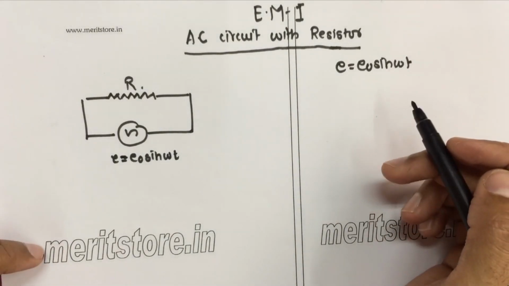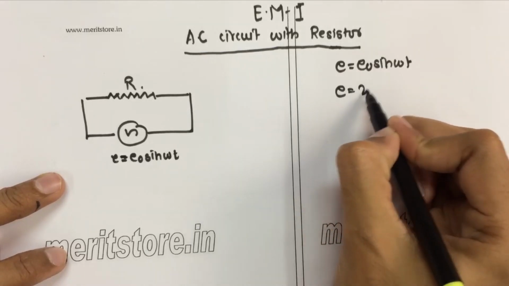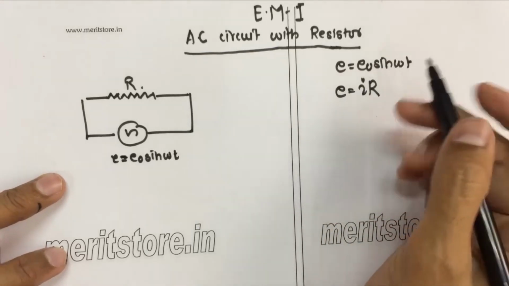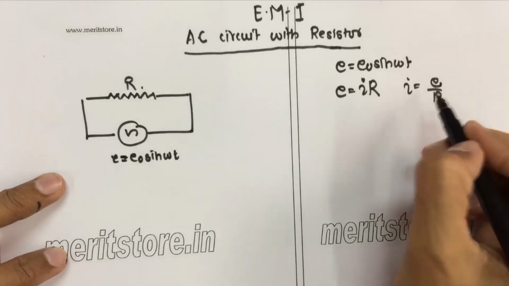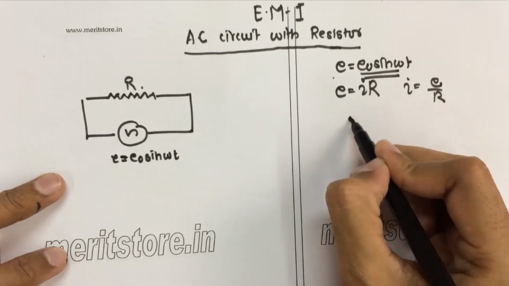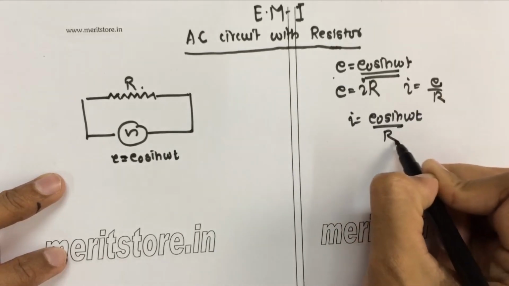Now according to Ohm's law, voltage is equal to current into resistance, so E equals I into R. Similarly you can write I equals E upon R, but here the voltage E is given by this equation, so I becomes equal to E0 sine omega t upon R.